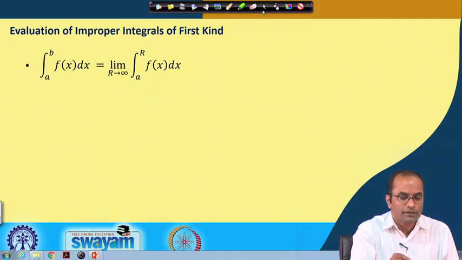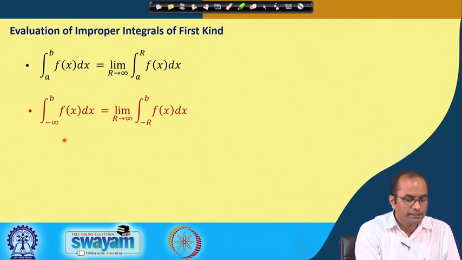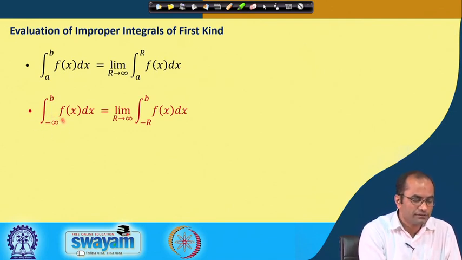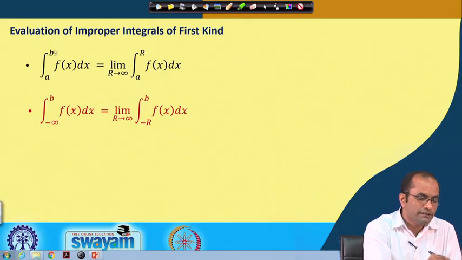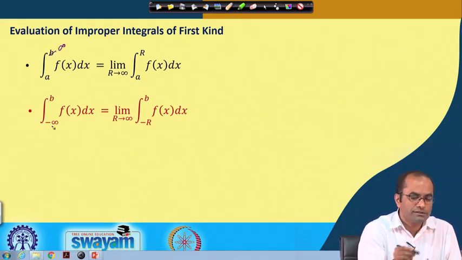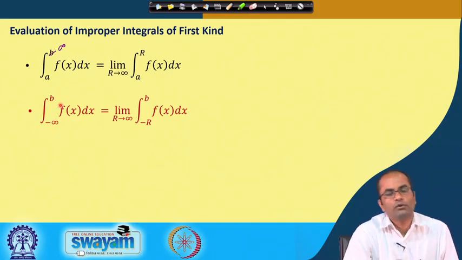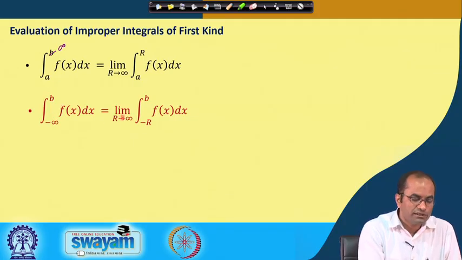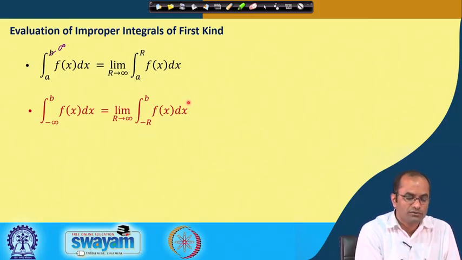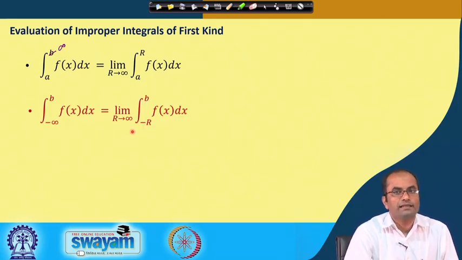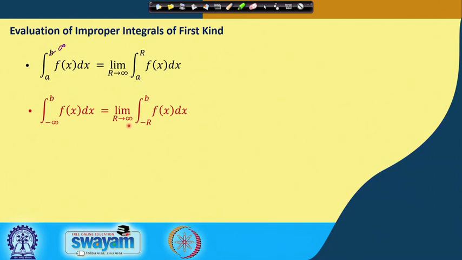Well, now we may have the situation that, in the earlier integral, b was infinity, and now we have considered that the lower limit is minus infinity. So, again we have an improper integral of the first kind. In this case we will use the same idea. Here the limit we will take over r to infinity, and the lower limit will be replaced by minus r. So, now we will first evaluate this integral from minus r to b of f(x) dx, and then take the limit as r tends to infinity after the evaluation of this integral.